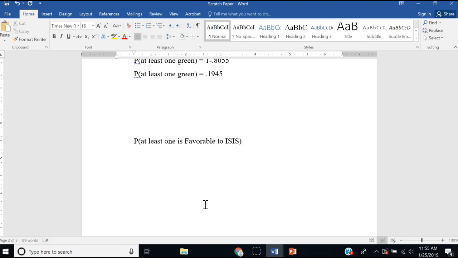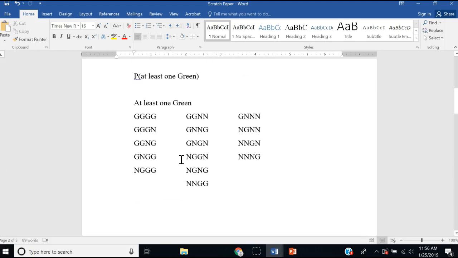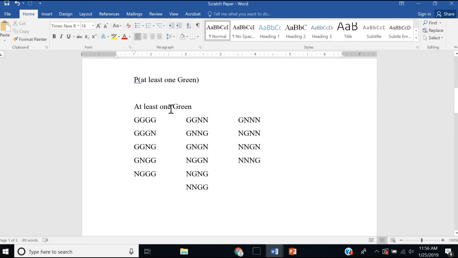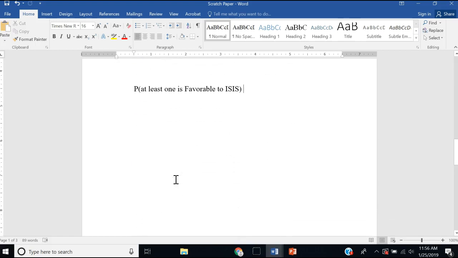Now I'm not going to write the entire thing out every time. I'll probably just say favorable F, not favorable N, or something like that. And you can imagine in a very, very similar way to what we had before, at least one green in our previous problem, at least one favorable. There's a lot of different sequences with one favorable and some that aren't.